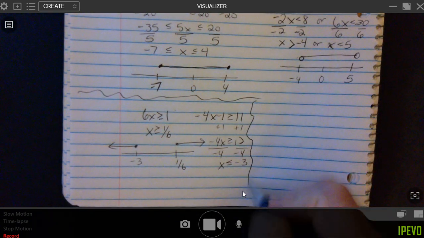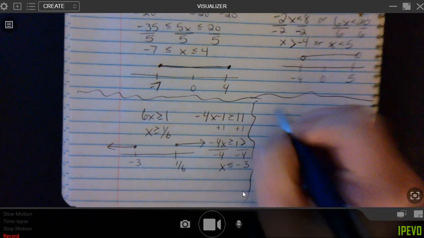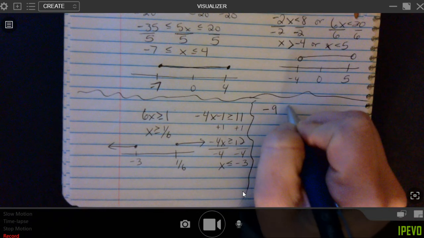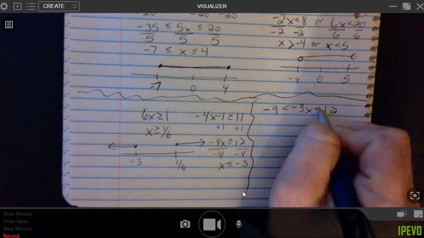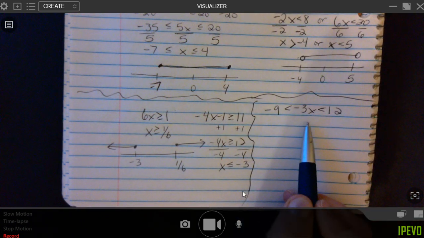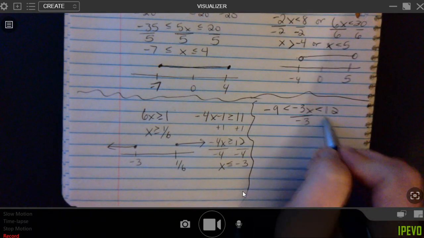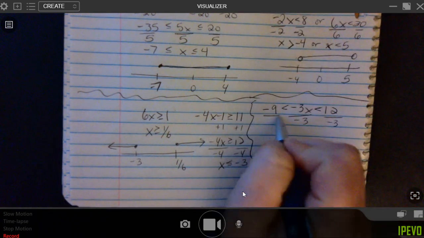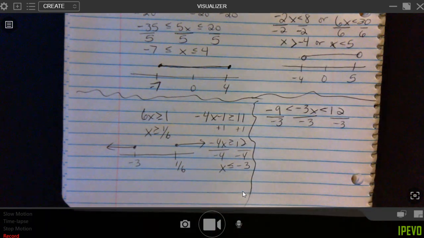There's another type that can get confusing, and I wanted to make sure to go over one of these. So it's -9 is less than -3x, which is less than 12. Notice that there's a negative here. So we're going to do the same. We're going to divide by a negative for all 3 parts. And when we divide by a negative, we have to remember to flip the sign.